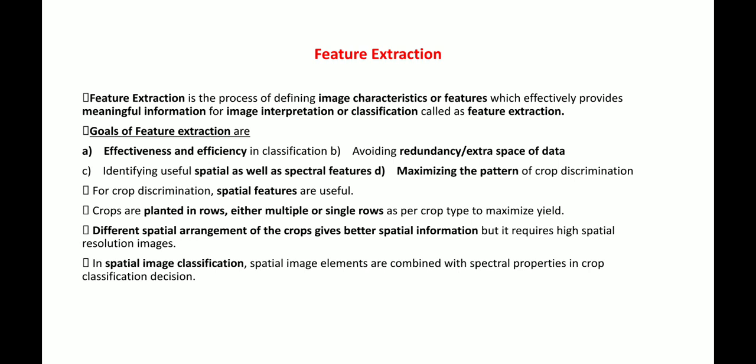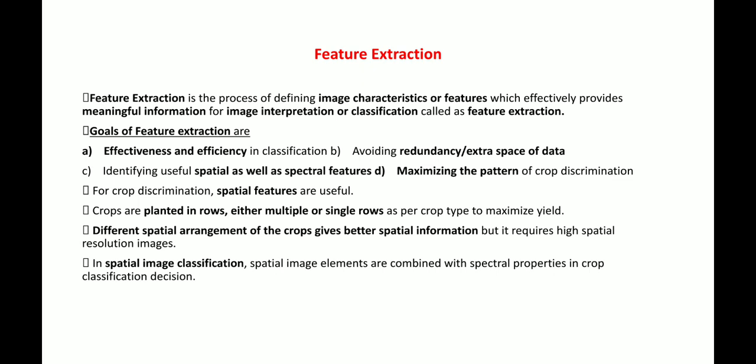That's why it is very effective and efficient to classify the crops. Then also avoiding the extra space of the data in the feature extraction. Then in feature extraction, identifying the spatial as well as spectral features. Spatial, that is geo-referenced or geospatial, a specific area of the earth should collect the information accordingly.